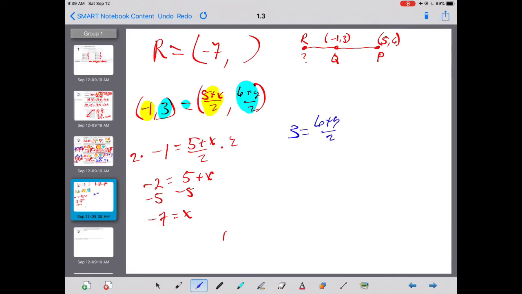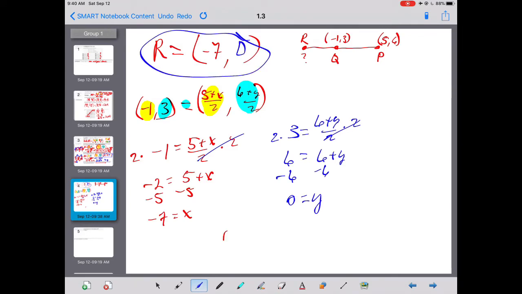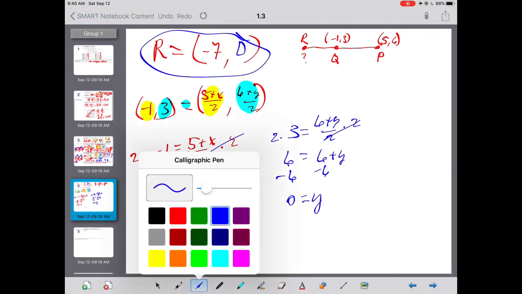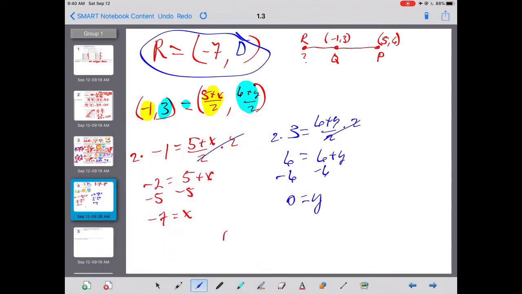3's got to be equal to 6 plus y over 2. Multiply by 2 both sides, right? Oh, I forgot to cancel that one. 6 equals 6 plus y minus 6. 0 equals y. R is at negative 7, 0. If you want, we can check the math. Let's see, we can do the y's first this time. From 6 to 3 was minus 3, so we're going to have to minus 3 more. That gets me to 0.